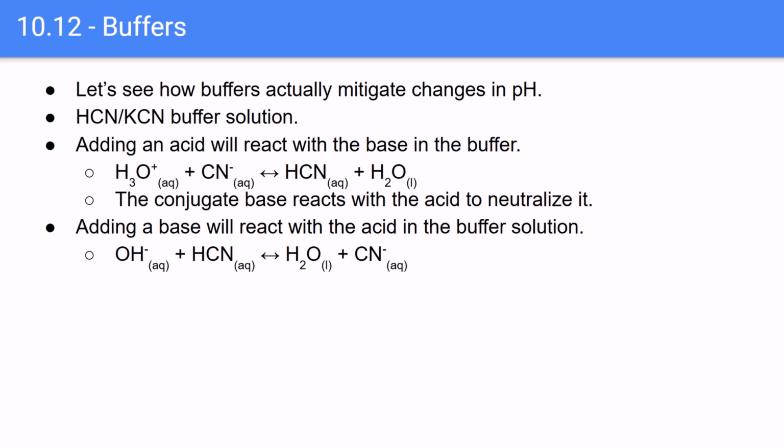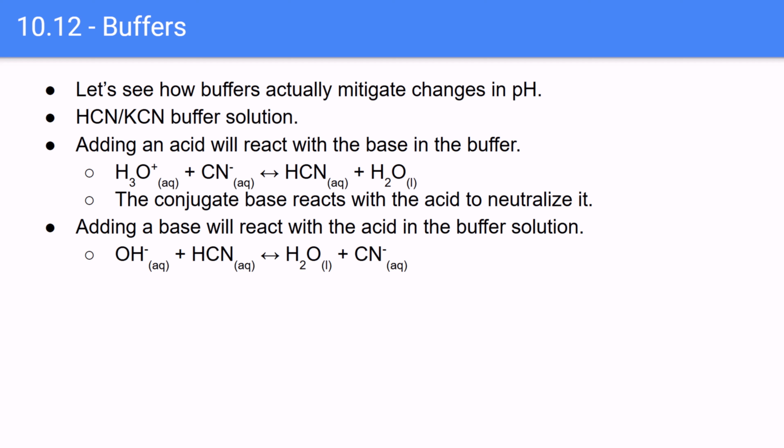Adding in a base will react with the acid in the buffer solution. So if we add in something that produces OH minus ions, it's going to react with the HCN, and the HCN is going to act as an acid and donate its hydrogen to the OH minus, resulting in H2O and CN minus. So you notice that regardless of whether we add something that is acidic or basic, the opposite of it will react and it will produce water and then the other component that is part of the buffer solution. So when an acid reacts in the buffer solution, we get HCN and H2O, water. When a base reacts, we get CN minus and H2O, which is water.